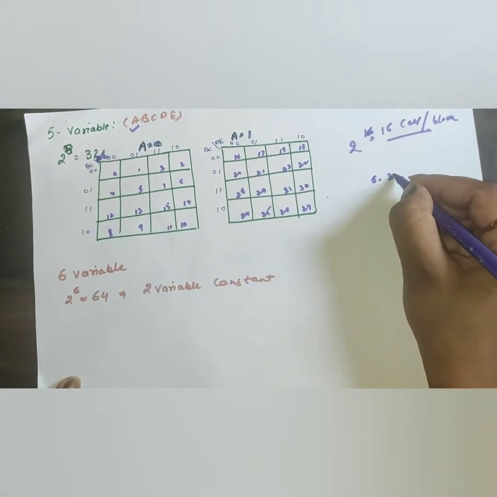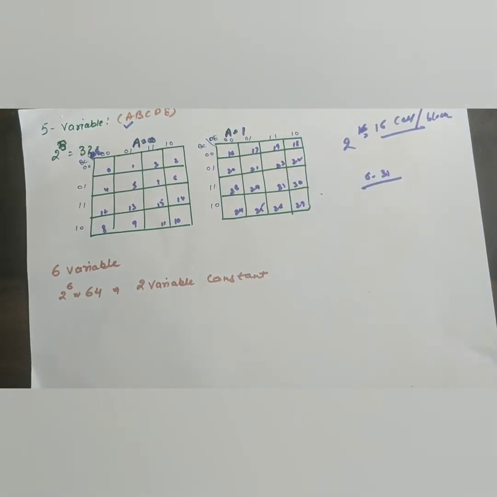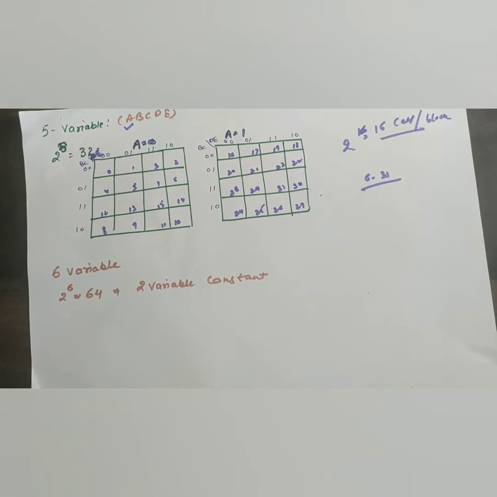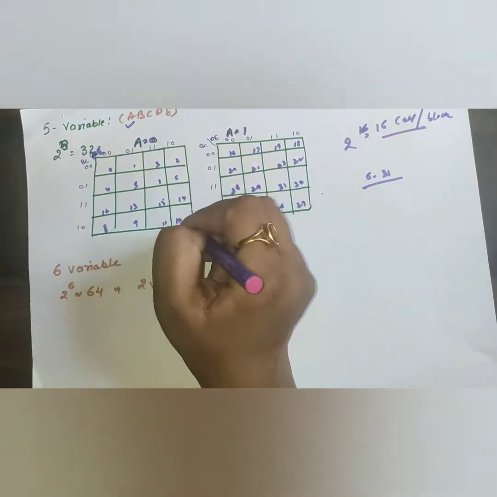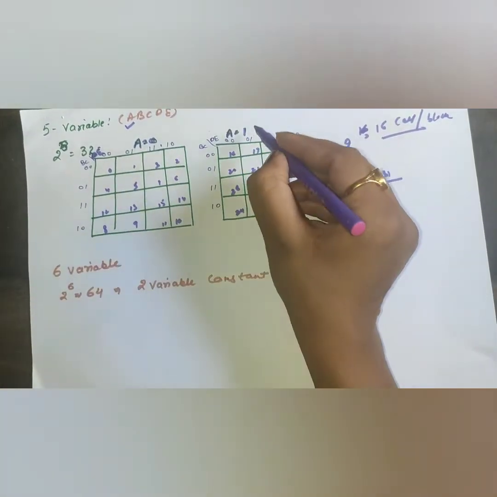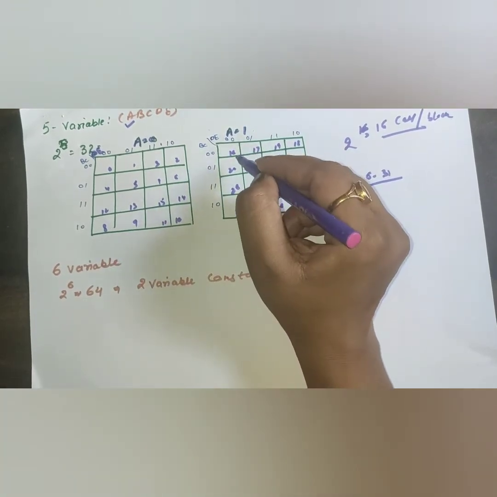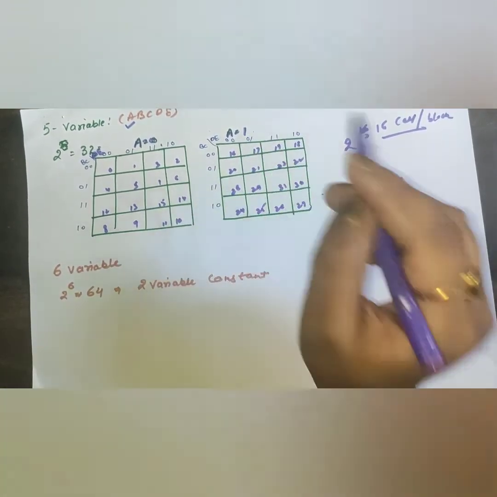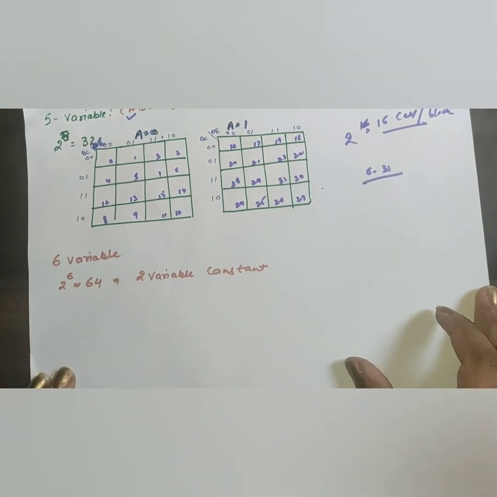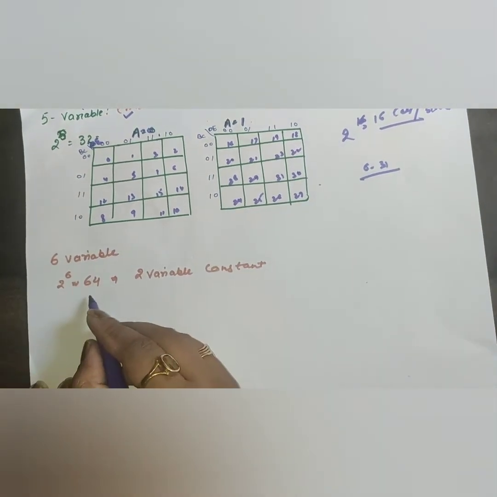0 to 31. Total 32 blocks. So there are 32 blocks. For this block A equal to 0 and for this block A equal to 1. I will explain the working of these blocks when I explain the grouping. Now we will talk about the 6 variable K-map.